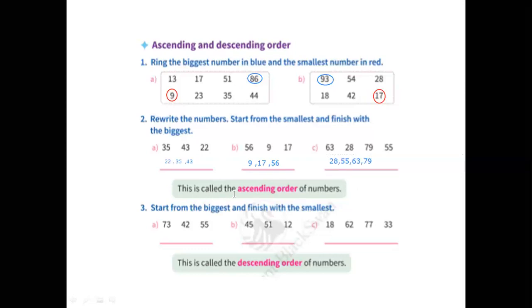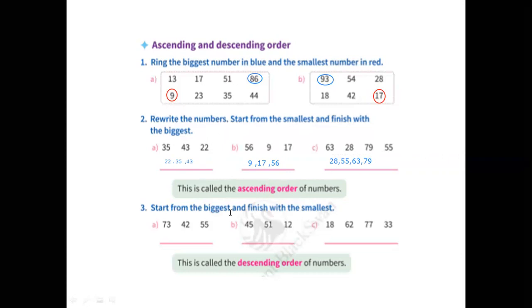Okay. This is called the ascending order of numbers. See, from smallest to biggest number is also called ascending order. When we go from smallest to biggest, it is called ascending order.